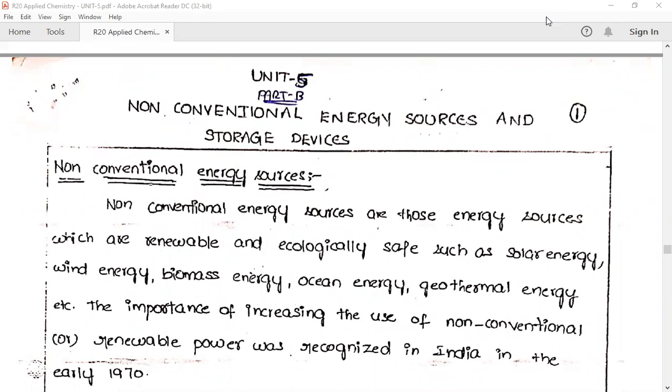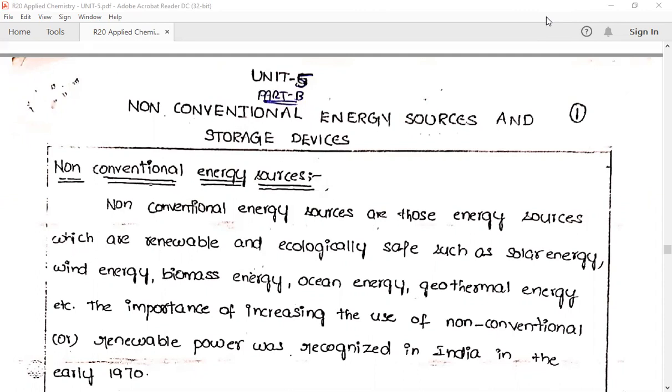Today I want to discuss the non-conventional energy sources and storage devices. What is a non-conventional energy source? Non-conventional energy sources are also known as renewable sources.